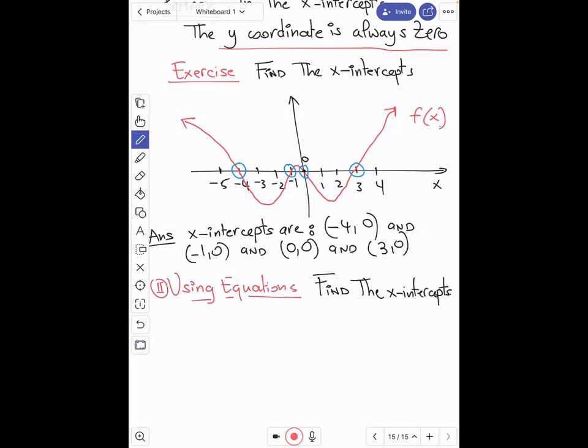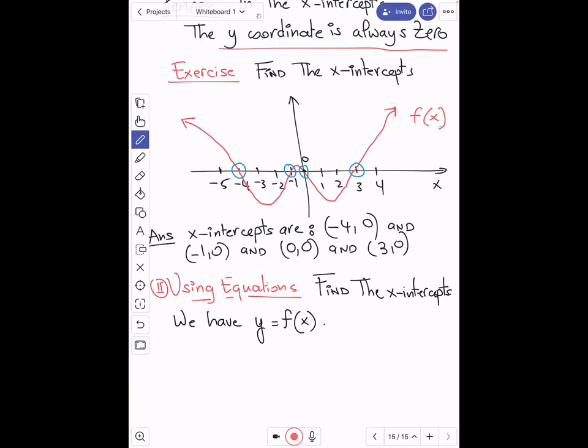Okay. So the idea, guys, we have a function f of x, and remember, f of x is supposed to be our output y. So y equals f of x. And so we want to find the x-intercept, right? The x-intercept is supposed to be the intersection with the x-axis, and at the x-axis, the y is supposed to be 0.